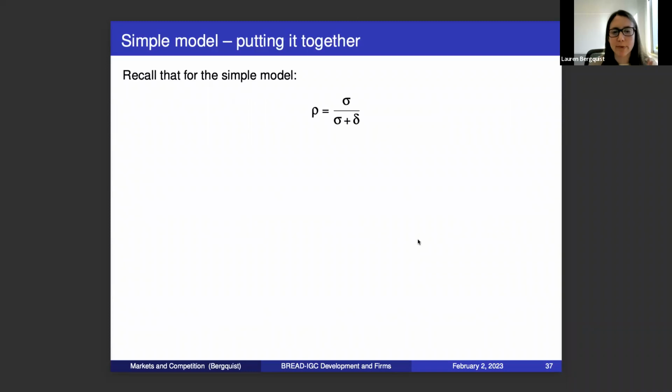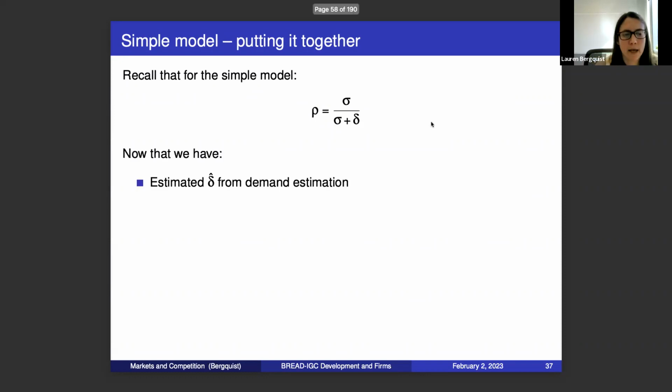Remember, for the simplest model, price can be a function of that competitiveness parameter and demand. Now here, because we have this particular functional form, that E term is basically just simplifying to delta. So let's put all the pieces together. Now we've estimated delta from the demand experiment.